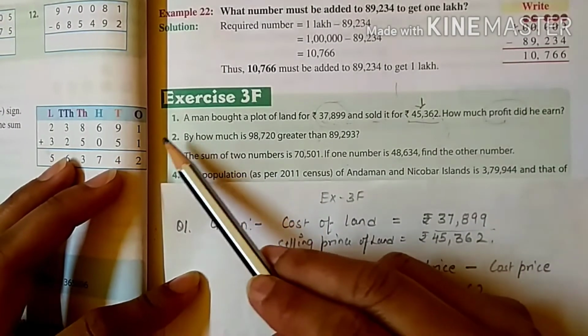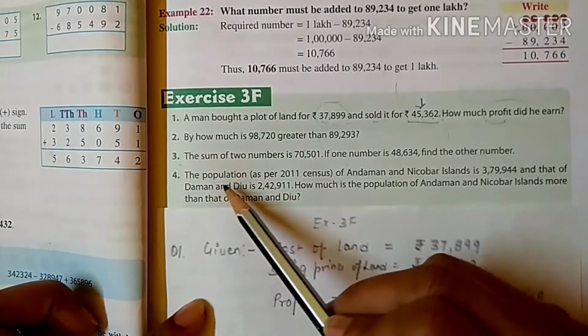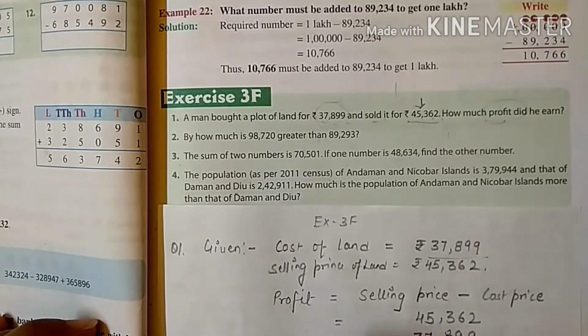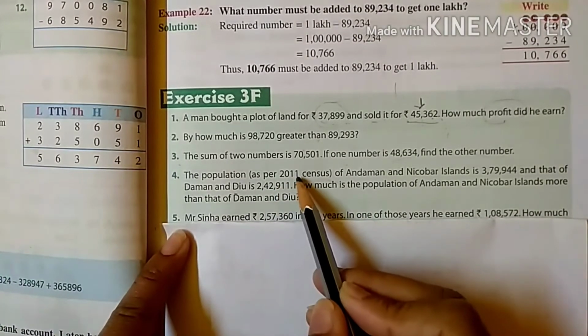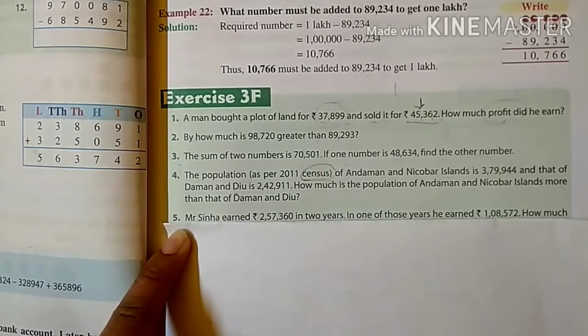After this, question number 2 and question number 3 you have to do by yourself as homework. Let's see question number 4 here. What is the question saying? In question number 4, we have the population as per the 2011 census. Census is the process of counting the people of a region.